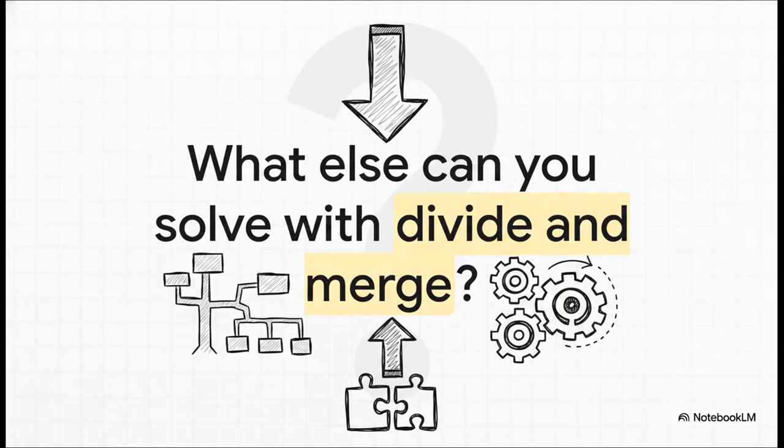Which leaves us with a rather profound thought to wrap up this explainer. If a massive bottleneck like sorting can be conquered simply by breaking the data down into hypothetical halves, what other programming challenges can you solve with divide and merge? Once you really grasp this pattern, where else in your coding journey can you apply this identical, elegant strategy? Think about that as you go implement this into your own code.